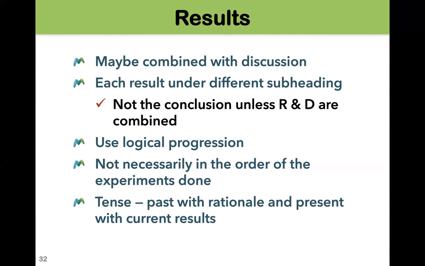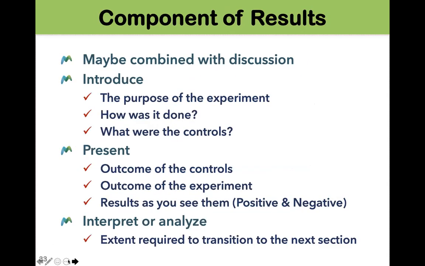So if you have a pipeline, or a chart to say that, okay, this result can lead to this result and then to this result, you want to go in a logical progression. Tense: past with rationale, and present with current results. So everything before you start presenting your results, you start with the past and then go to present tense. And again, we said that we can combine it. And so within results, how do you write the sections of results?